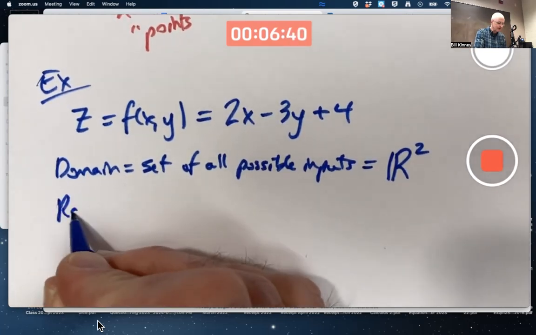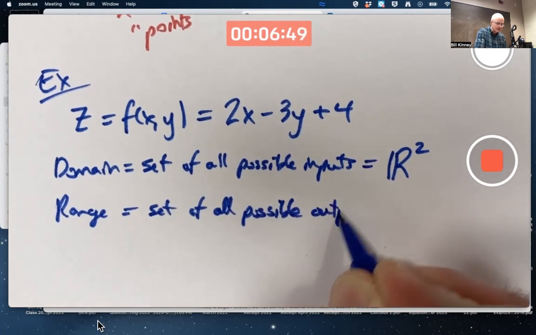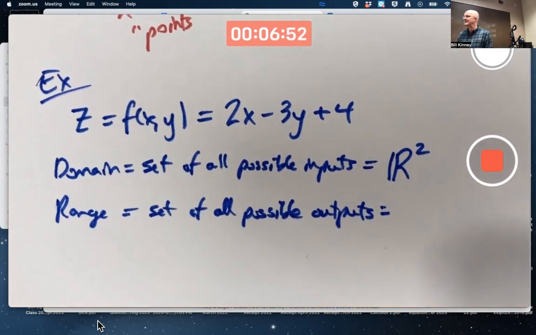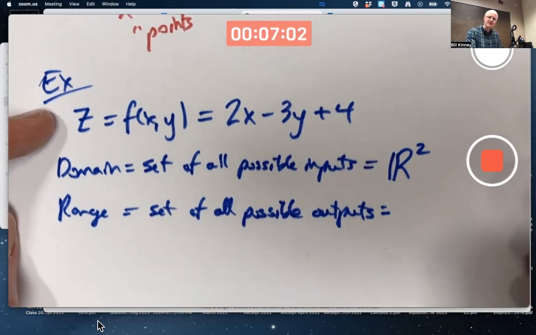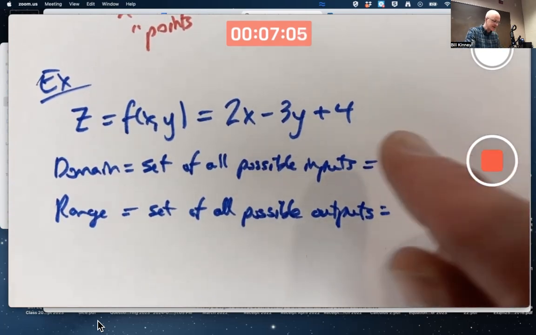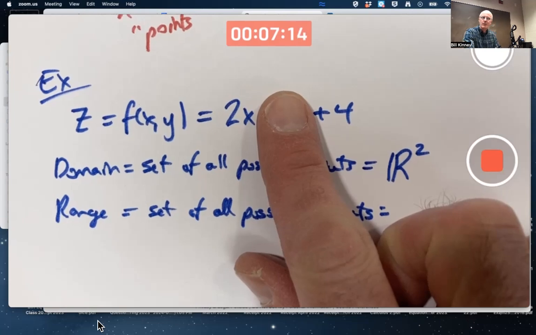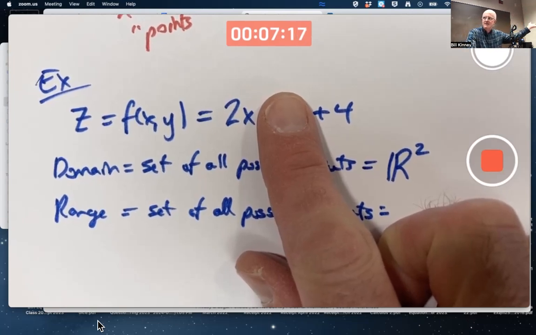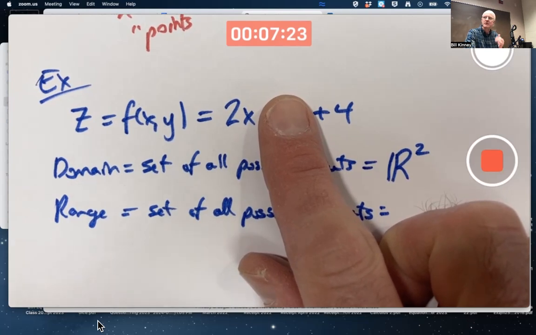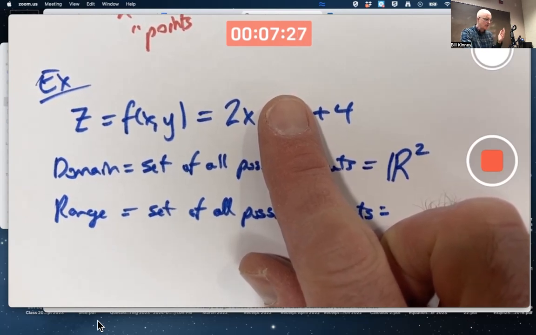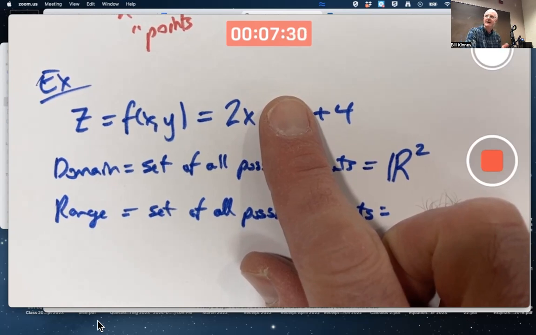The range is the set of all possible outputs. Is it possible to get every number as a possible output? I hope it's pretty clear in looking at this and thinking a little bit that yes, it is. Any number z is a possible output. One way you could see that is you could say, well, let's just pretend y is 0, so this term goes away. The resulting expression 2x plus 4 can reach any value of z by changing x. For example, if I want to reach z equals 8, I choose x equal to 2. If I wanted to get an output of z equal to 10, I'd pick x equal to 3.